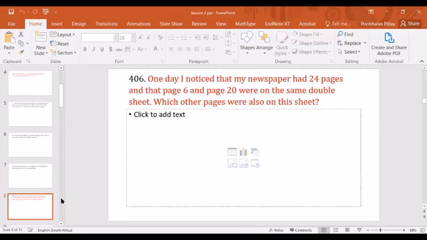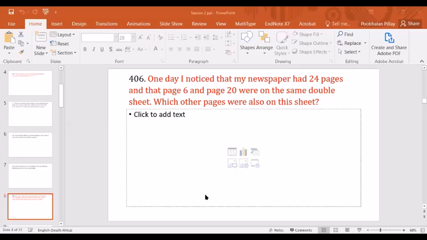Okay, so this is in red, so I want you to try this out. And Sama T, you said 5 and 19. Can you please explain how you got 5 and 19, please?